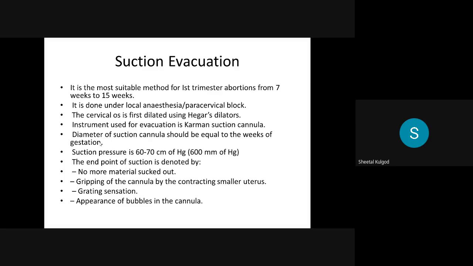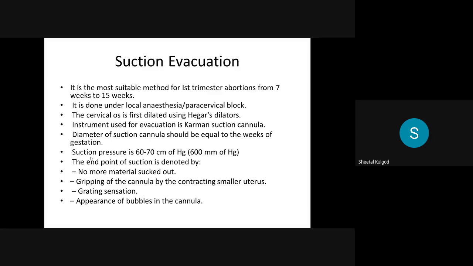That means if the gestational age is 7 weeks, then we need to dilate the cervix up to 7 mm, the diameter of the suction cannula. So that's what the statement means.